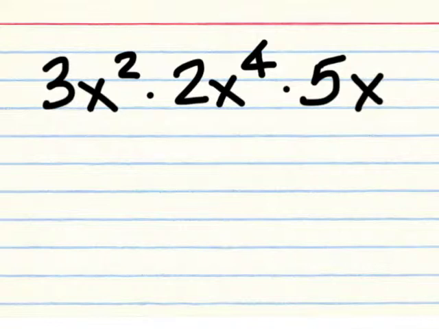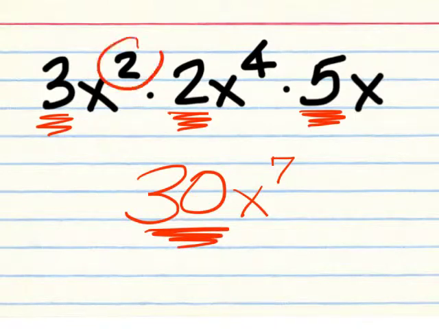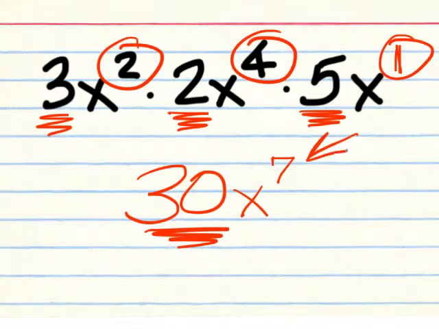What should the answer be to this one? 30x to the 6. Right. To the seventh. 7. 30x to the 7th. 3 times 2 is 6, times 5 is 30. And then 2 plus 4 plus 1 is 7. 30x to the 7th.